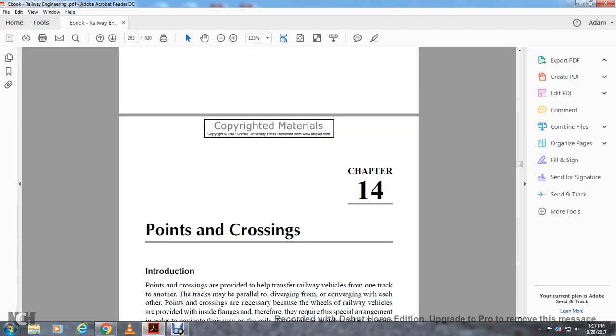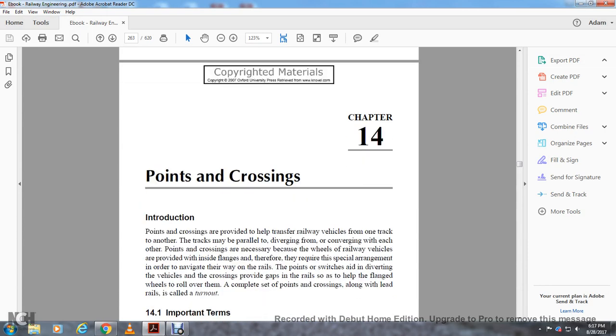Railway Engineering, 2007, Oxford University Press. Chapter 14, Points and Crossings. Points and crossings are provided to help transfer railway vehicles from one track to another.